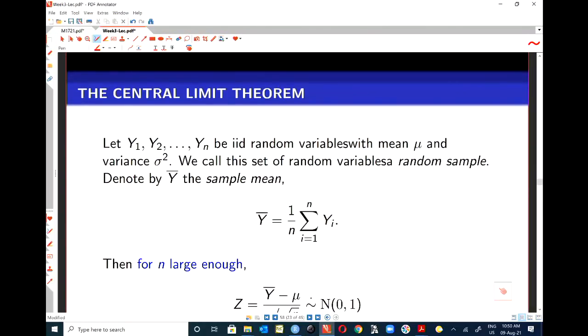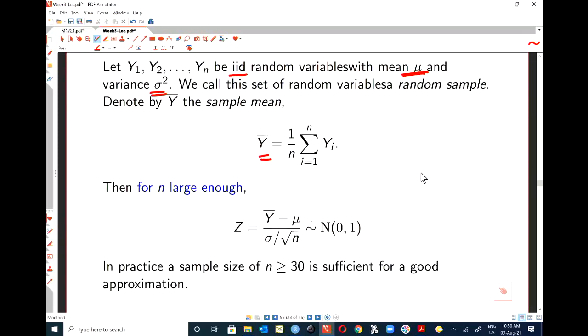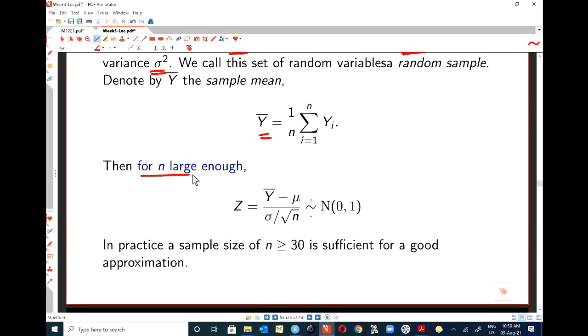It says if I've got y1 to yn, again iid random variables with some common mean, because they're iid they must have the common mean and common variance, and I put y bar as the sample mean here, then for n large enough, I know that the y bar has mean equal to mu, and it's got variance equal to sigma squared upon n.